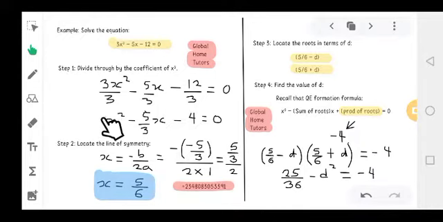whatever that is with x squared is called a. Whatever that is with x is called b. So for here, the b is minus 5 over 3. And whatever that doesn't have x with it is called c. Let me say that again. Whatever that is with x squared is called a. Whatever that is with x is called b. Whatever that doesn't have the variable in it is called c.